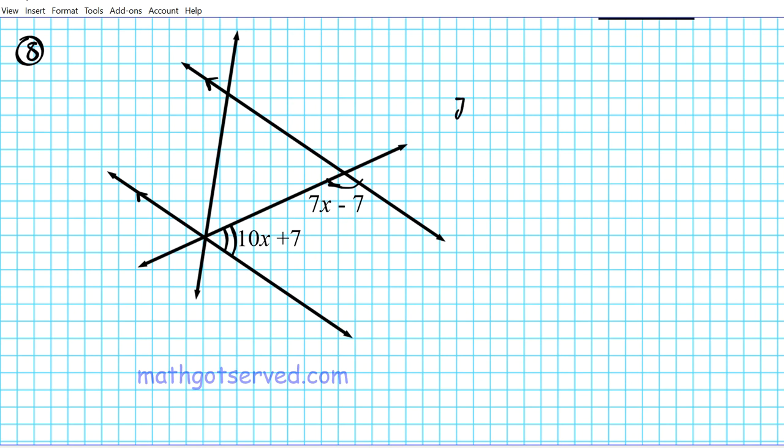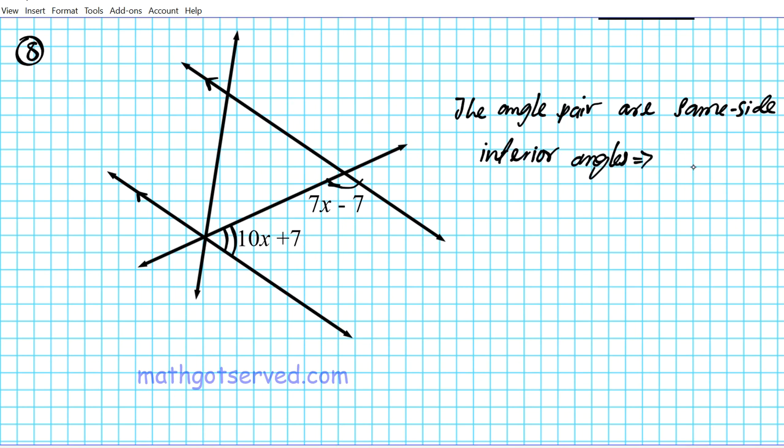The angle pair are same side interior angles. So what does that tell us about the relationship between them?